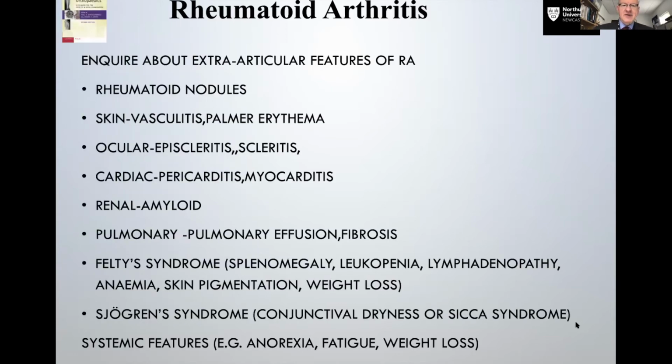Don't forget about smoking, alcohol history, and any previous anesthetic and surgical history. Inquire about extra-articular manifestations of rheumatoid arthritis, or else you will lose a mark. These are, have you got rheumatoid nodules? There could be dermatological issues, ocular, cardiac, renal, pulmonary conditions. I think then of the two syndromes, which are Felty's and Sjogren's syndrome, and then finish off asking systemic features such as any weight loss, fatigue, or anorexia.